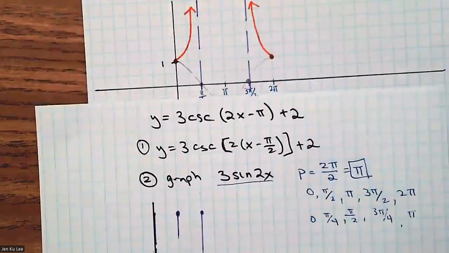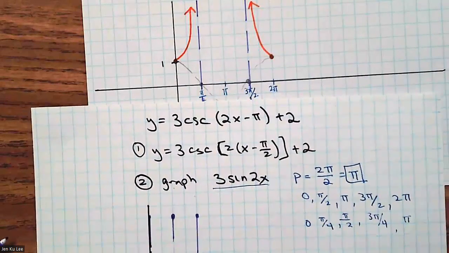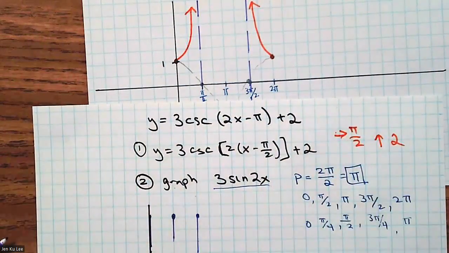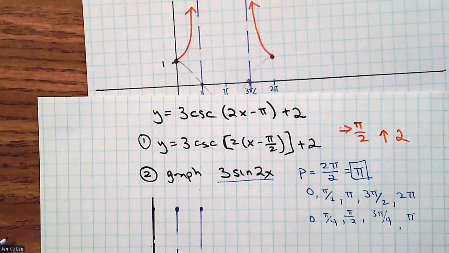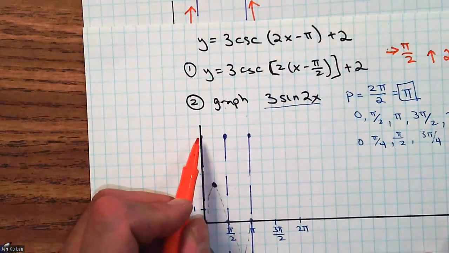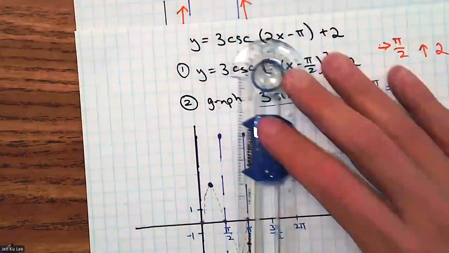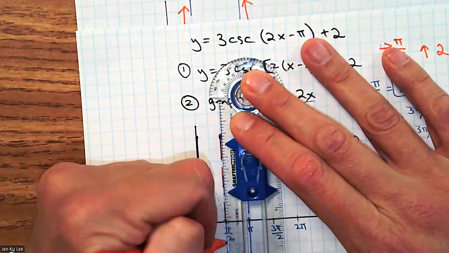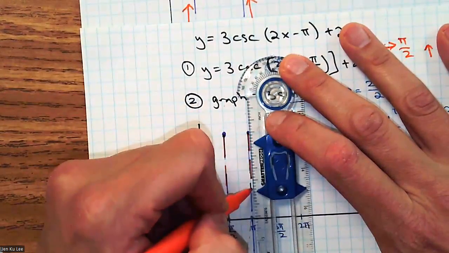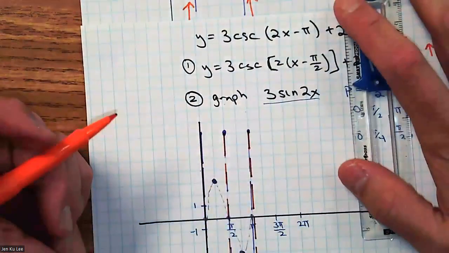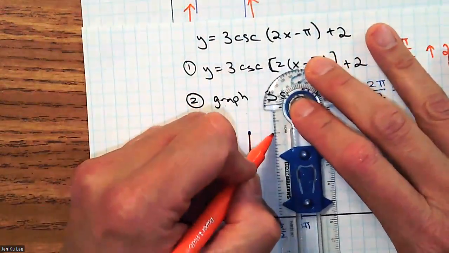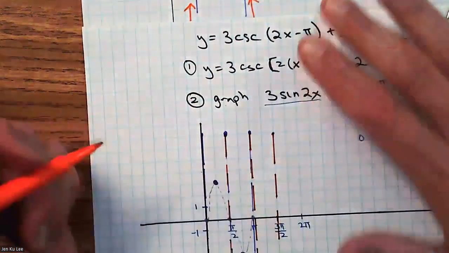So here, if I go back, I move this over to the right pi over 2, and then up 2 units, correct? My translations: pi over 2 to the right, up 2 units. So this asymptote, pi over 2 to the right, will be this asymptote here. This asymptote here in purple becomes this asymptote here. You guys see that?